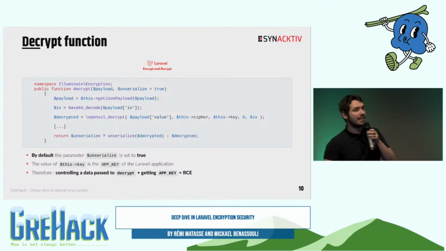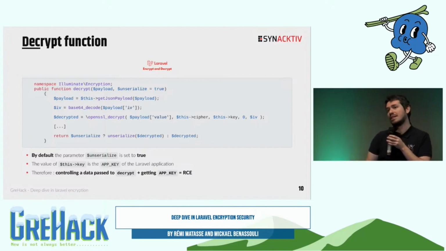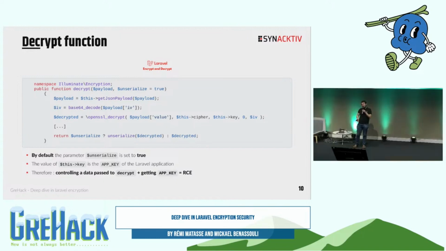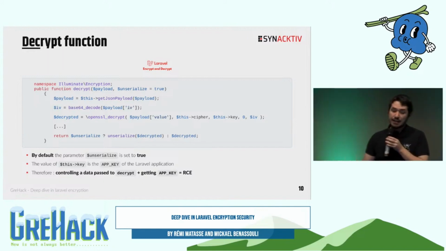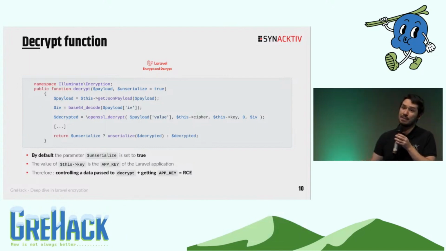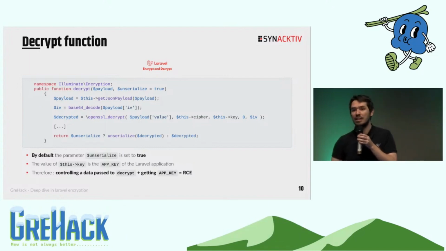But as you can see in this little code, by default, when you decrypt Laravel encrypted data, it is in fact serialized data itself. So basically, by default, you will work with serialized data. The value is ciphered with the app key from Laravel applications. And basically that means that controlling the database to decrypt, plus getting your hands on the app key, means you've got a remote command execution.